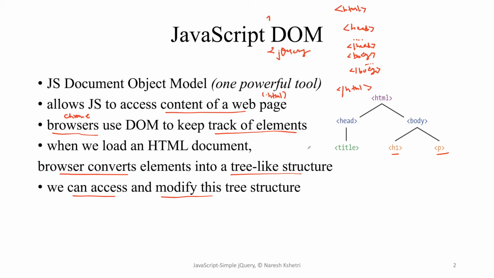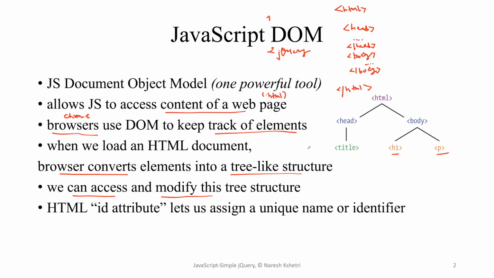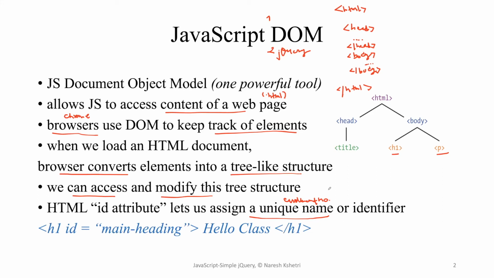To access that, we should have a unique ID, or a unique name. Say like your enrollment number, or how you identify the student, the unique name for that. So we assign that name with the help of the attribute ID. For example, here we are assigning main heading to the H1. So when we are trying to access the H1 in the JavaScript part, we will use the name main heading to work upon that. In this way, we can assign anything.